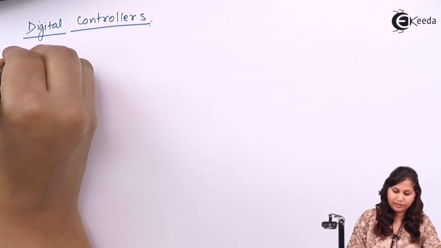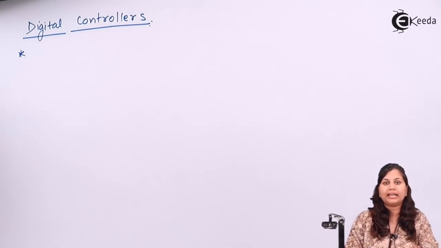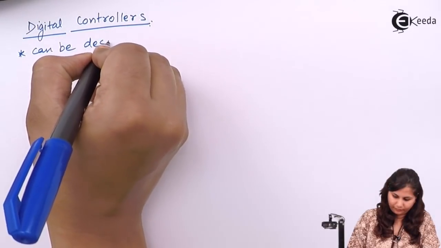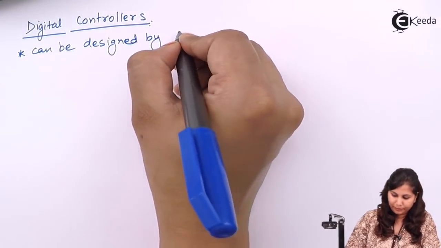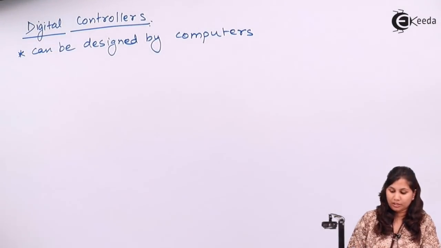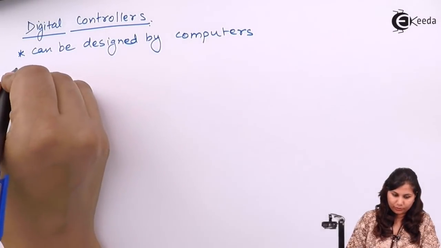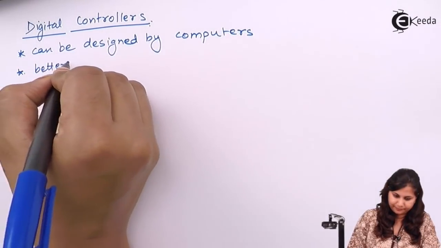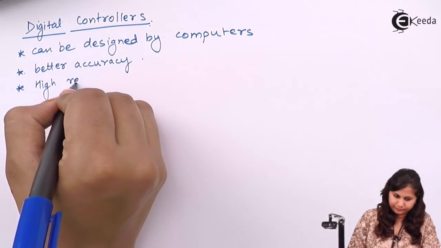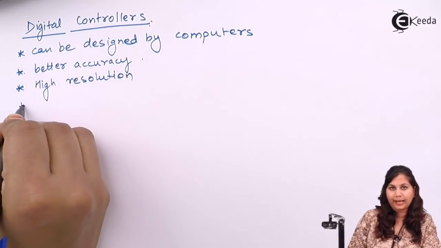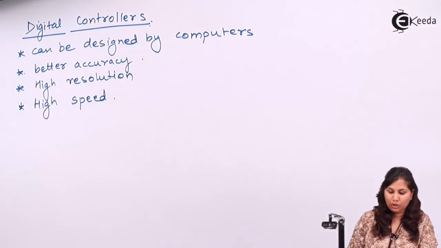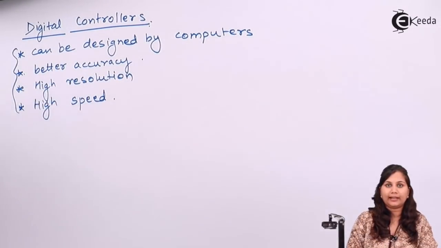Now, what are the advantages of digital controllers? Why are they more preferred over the analog controllers? Because digital controllers can be designed by computers. So the designing of the digital controller is easy as compared to the analog controllers. Also, they give better accuracy, high resolution, and high speed. Okay. So these are the advantages of the digital controllers over the analog controllers.